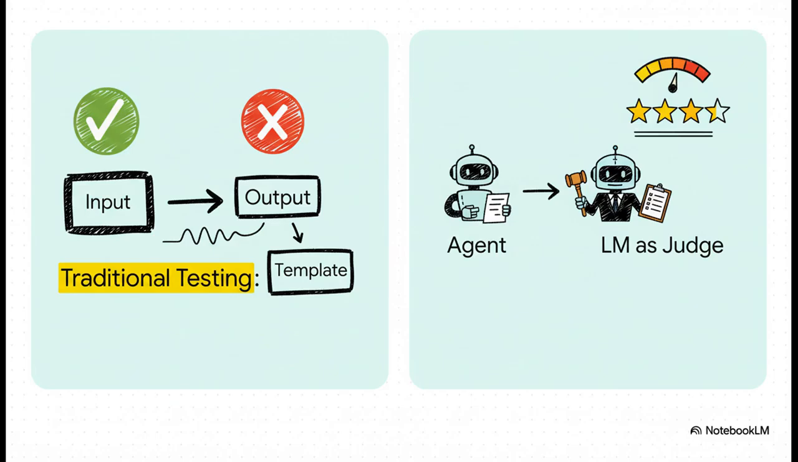Testing an agent isn't at all like testing traditional software. You can't just check if the output is exactly one specific string of text. Instead, agent ops is all about evaluating the quality of the outcome. A really common technique is to use another powerful AI, an LLM judge, to basically grade the agent's work against a detailed rubric. So you're not asking, is it perfect? You're asking, how good is it really?